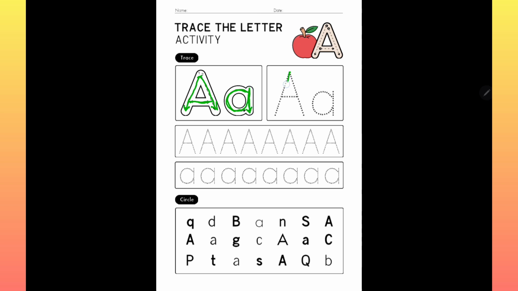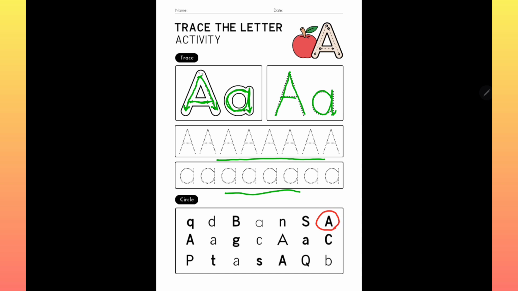Now once again we are going to trace capital letter A and small letter a. So you are going to do all these things. Now once again these are the capital letter A's and the small letter a's. You are going to do it. And let's find out where is capital letter A and where is small letter a. And we are going to circle it with another color.